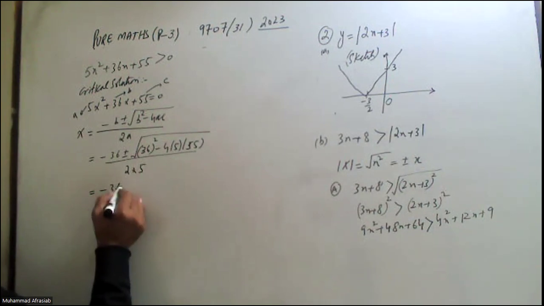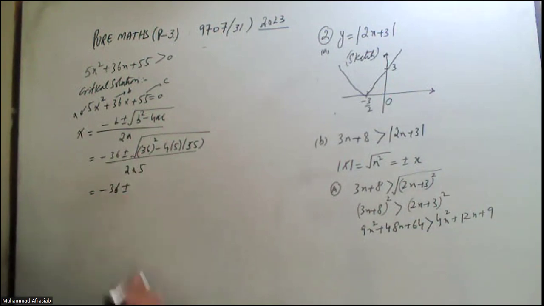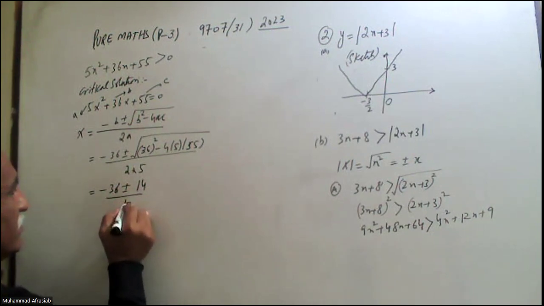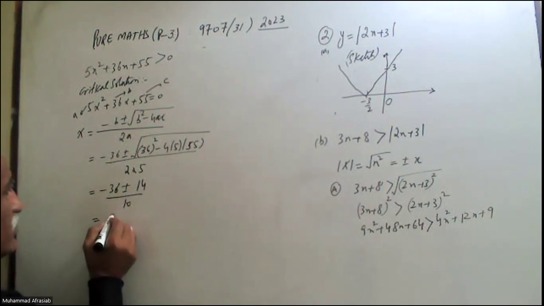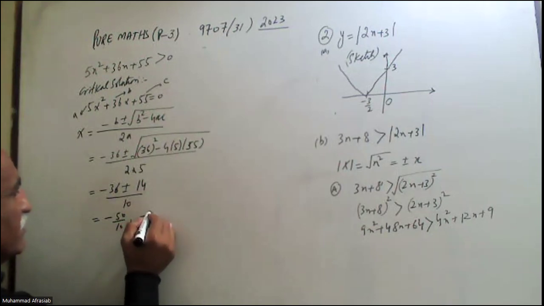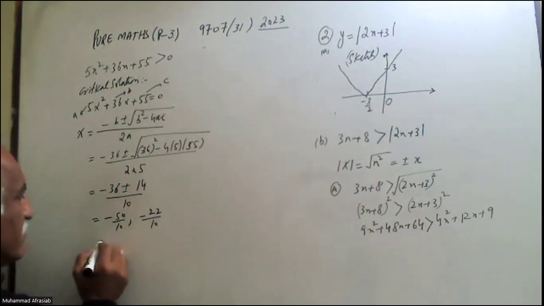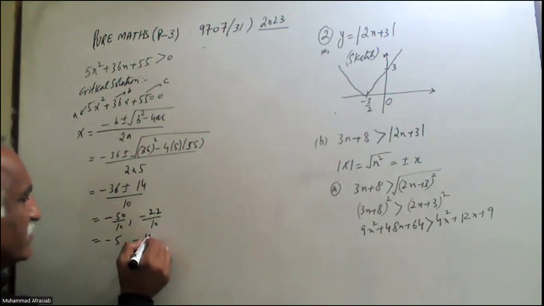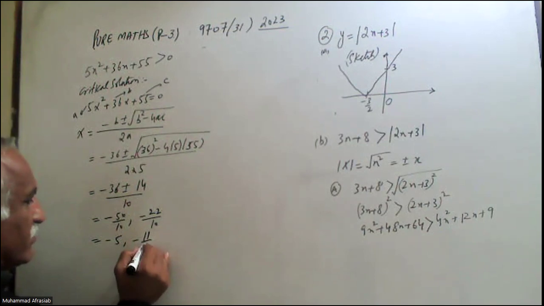So this will become 36 plus minus, and this whole value will become 14 over 10, or this value will be equal to minus 50 over 10, or minus 22 over 10, or it is minus 5 and minus 11 over 5.